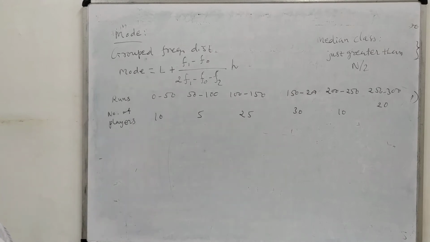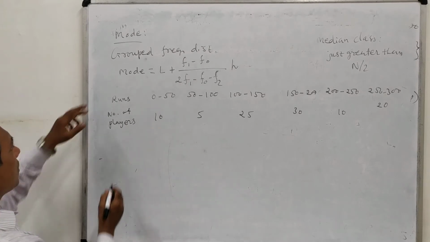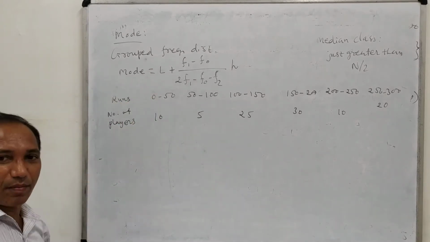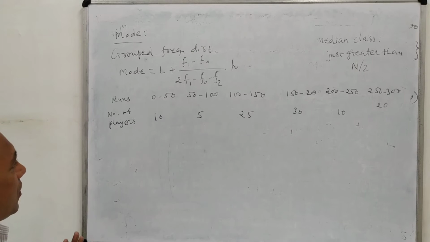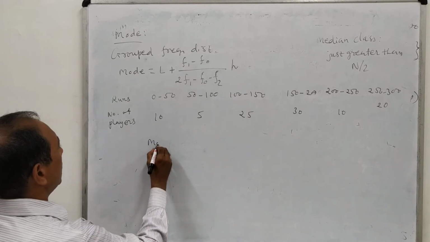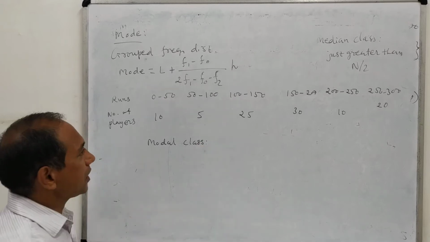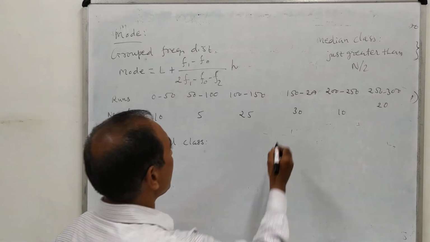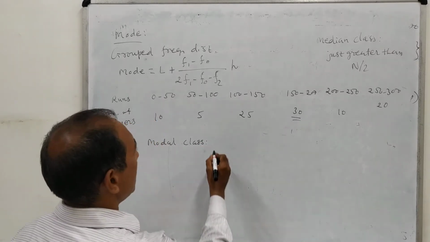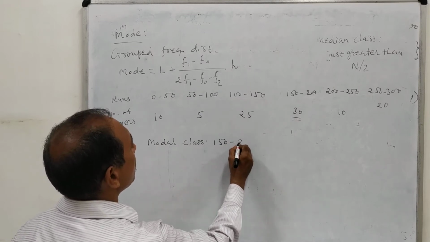So here we want to find out the mode. So mode we want to find out. So first of all we write down this formula. Then we find out the modal class. Modal class is the class corresponding to highest frequency. Here we can see that the highest frequency is 30. So the modal class is 150 to 200.